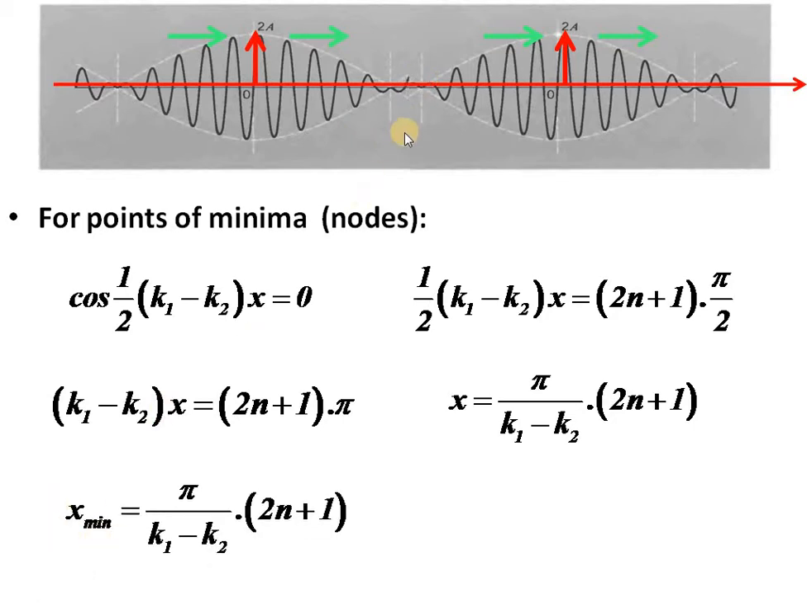At x minima, y will be 0. Keep in mind this is the x-axis, this is the y-axis. Here is one x minima, here is another, and here is another. For the first point, you put n equal to 0. For the second point, you put n equal to 1. For the third point, you put n equal to 2, and so on.